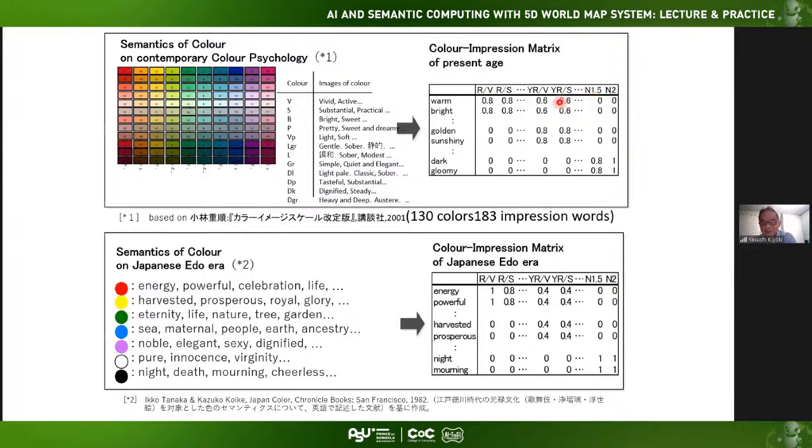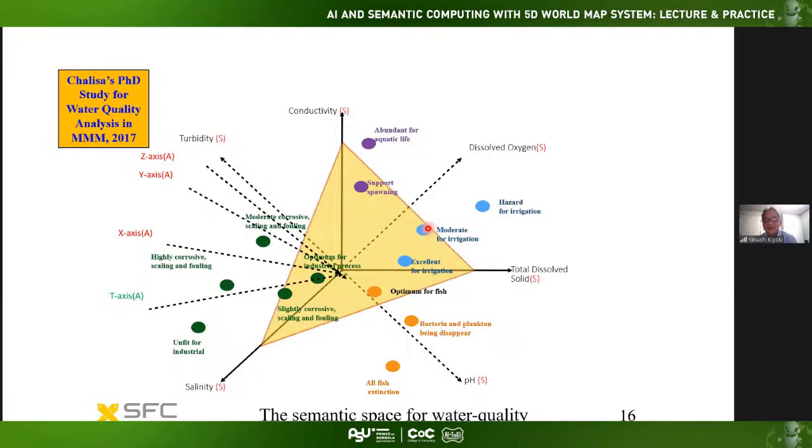No relation to the blue like this. This is a warm definition of the warm, bright, golden, sunshiny. This is the world of the colors with 130 dimensions. All right. Okay. And this is another case.